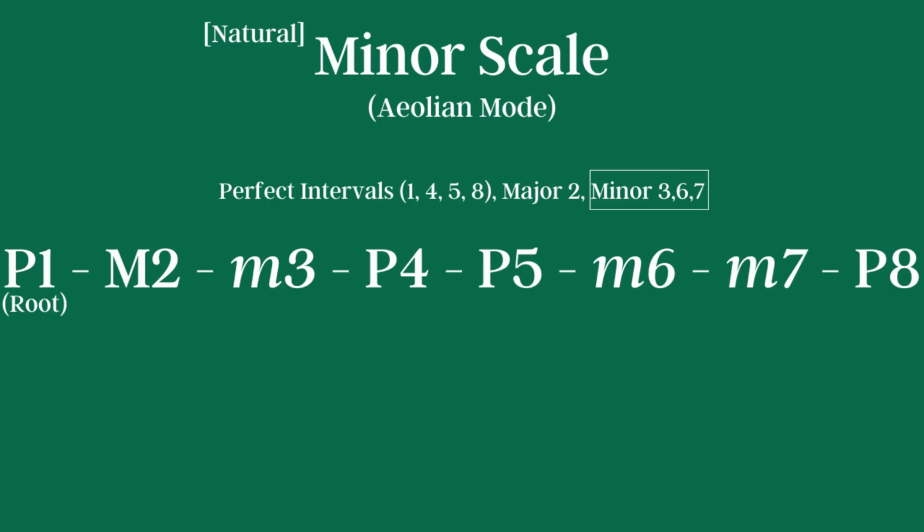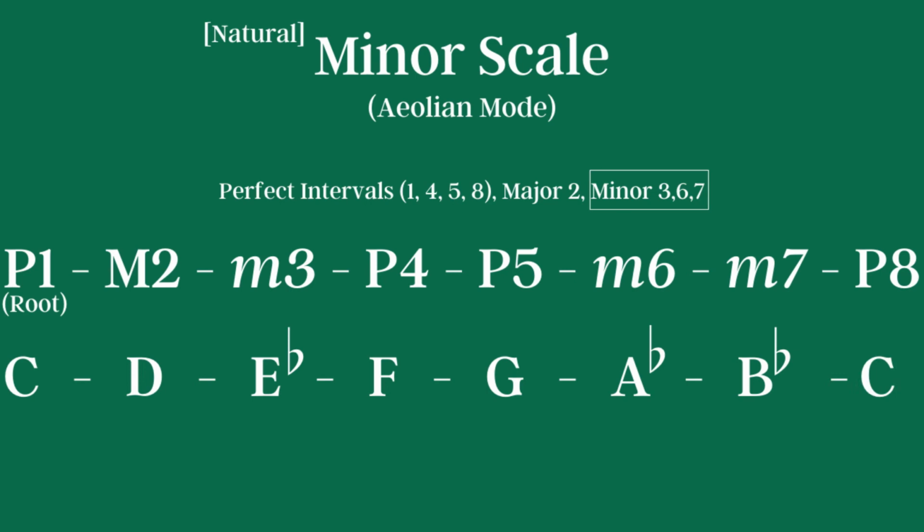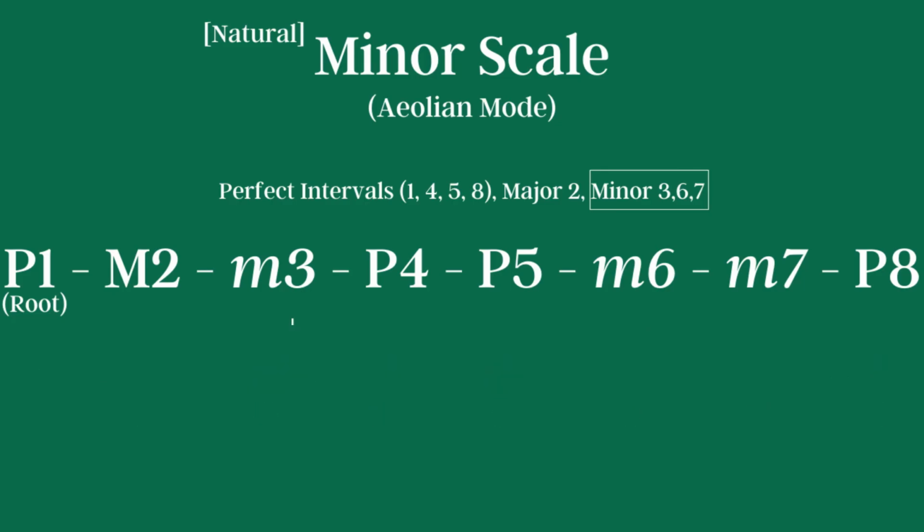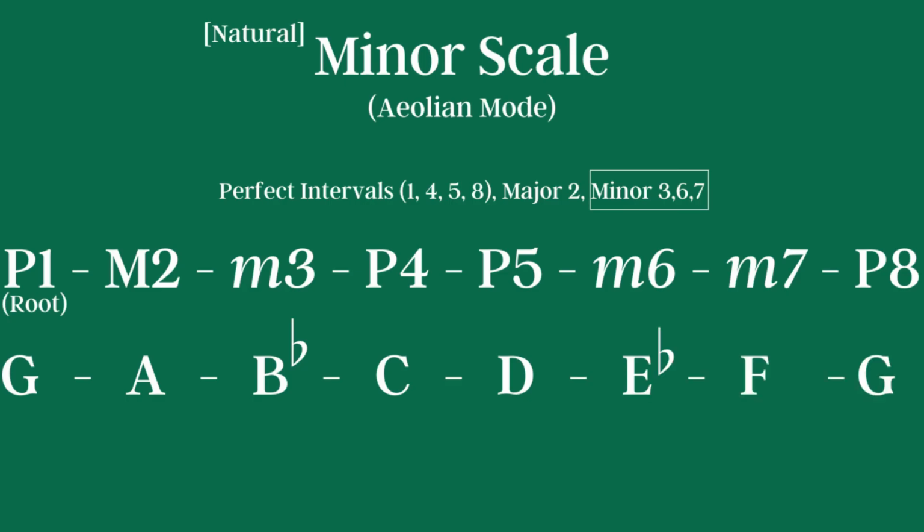Simple as that. If I follow this formula starting on the letter C, I get C, D, E flat, F, G, A flat, B flat, and C. This is the C minor scale. Let's do it again, but with a different starting pitch. I'll follow this same formula starting on G. G, A, B flat, C, D, E flat, F, G. This is your G minor scale.